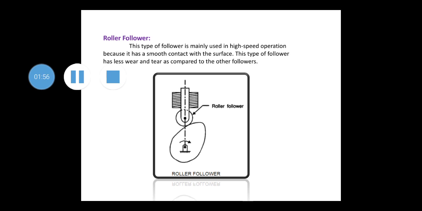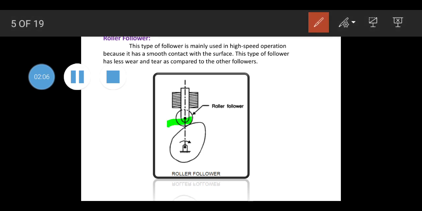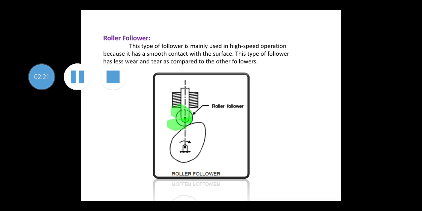Let's see about the roller follower. This type of follower is mainly used in high speed operation because it has a smooth, surface contact, which we can see over here. This type of follower has less wear and tear compared to other followers. So we can see this is the follower which has a roller surface contact.